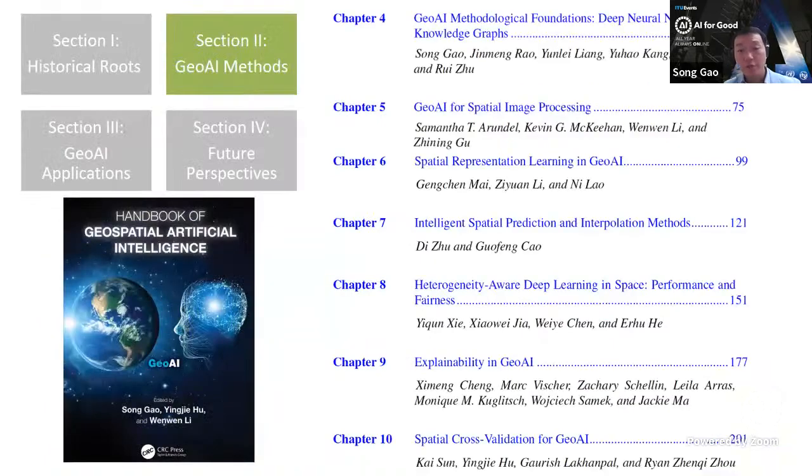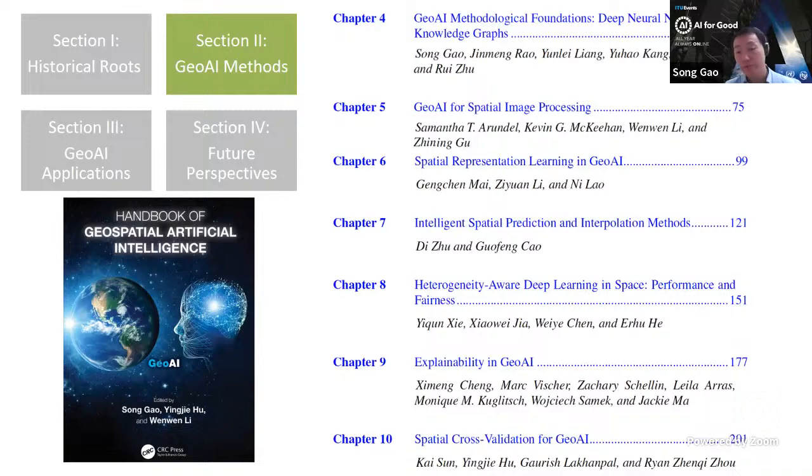In the second section, we have those deep roots, also important methods such as deep neural networks and knowledge graphs. Later Dr. Li will present a focus on spatial image processing. And Dr. Mai has introduced spatial representation learning, which is also a building block for GeoAI. Later, Dr. Di Zhu will present intelligent spatial prediction and interpolation methods, which are also very innovative methods.